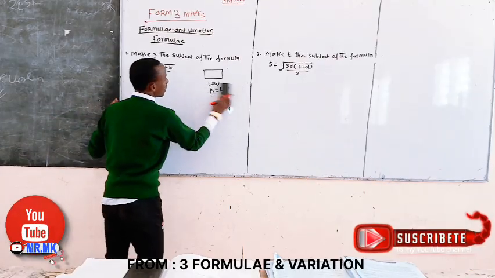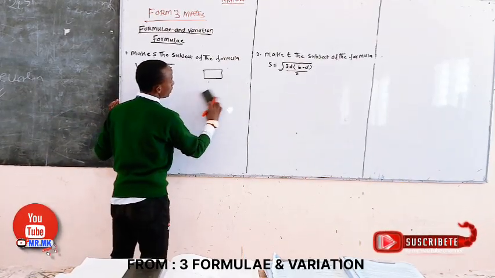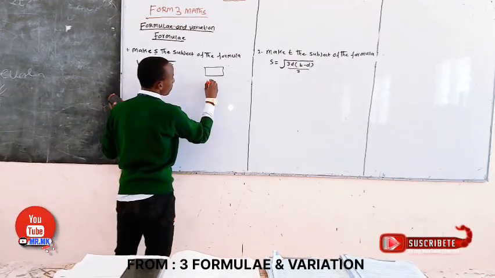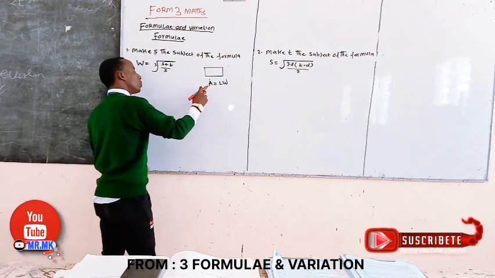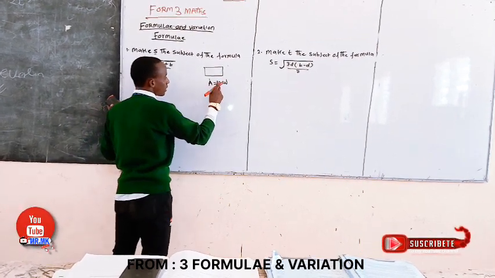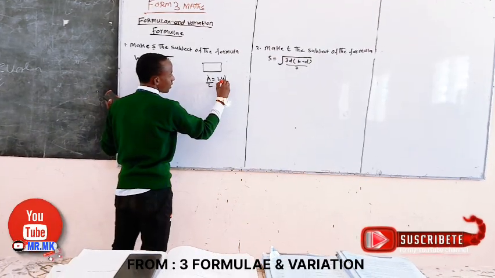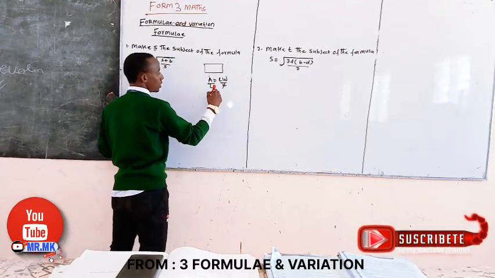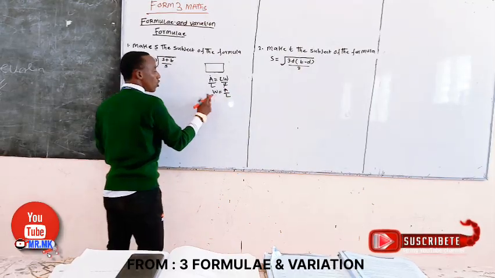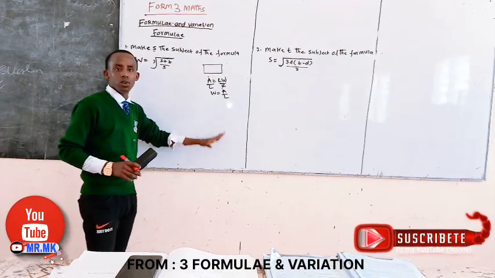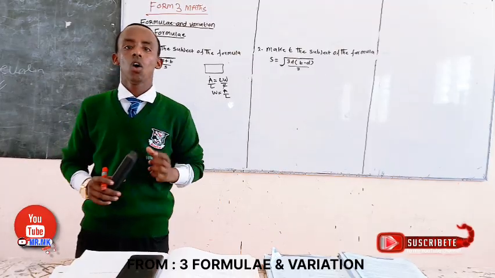And if I want to make W the subject of the formula, area is equal to length times width, I just divide by length. Length will cancel with length, and my width will be area over length. In this case, I have made W the subject of the formula.